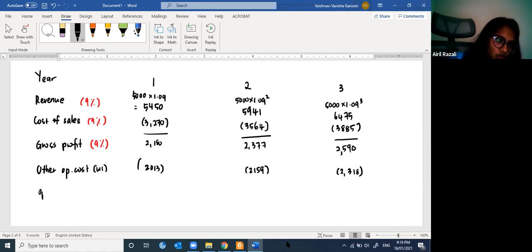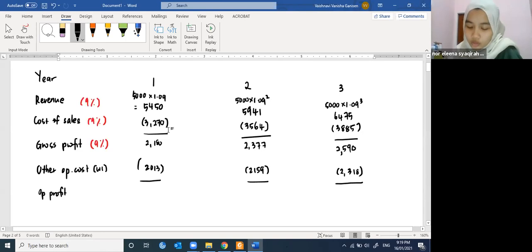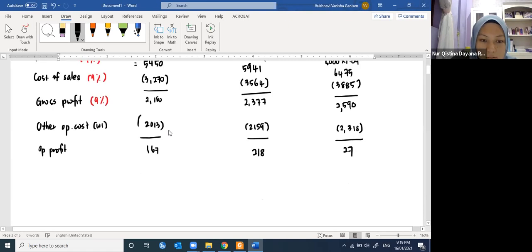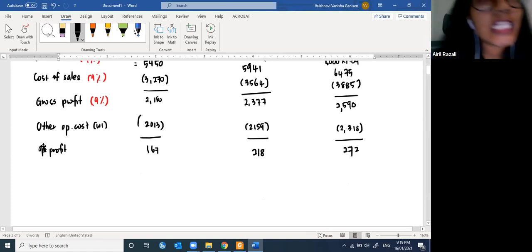So after this, I will find operating profit. Can someone help me find the operating profit, please? Year 1 is 167. Next one is 218. Year 3 is 272. Okay, thank you. Now you have operating profit. Now we want to find free cash flow.